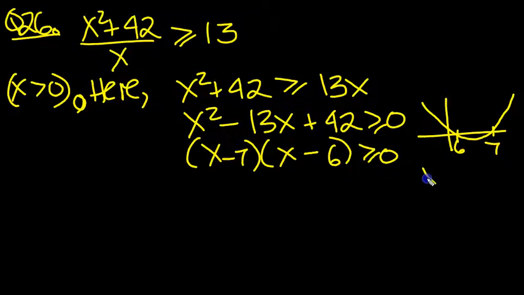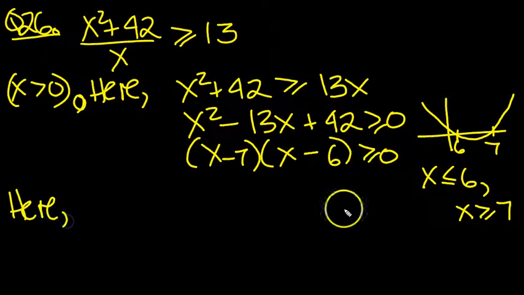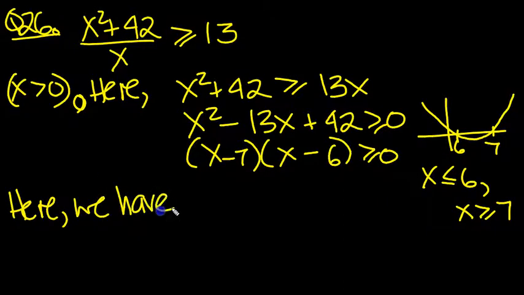0 when x is greater than 0, less than or equal to 6, and x is bigger than or equal to 7. So we're only looking at the positive half line, x is greater than 0. So here, combining this solution set with the context of the problem, we see that we have 0 is less than x is less than or equal to 6.